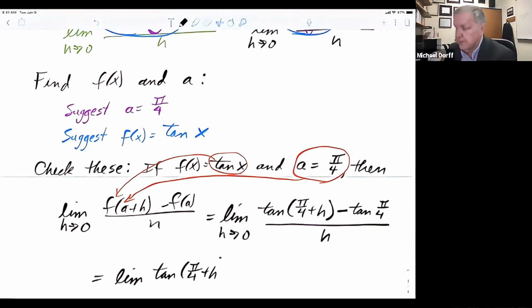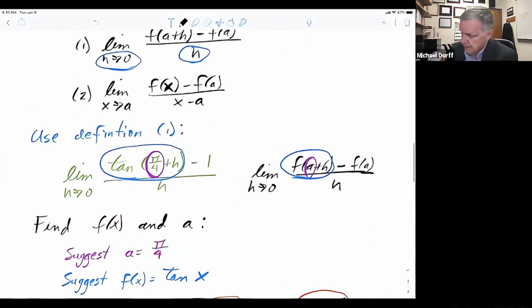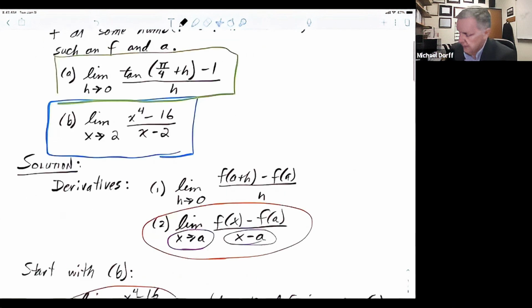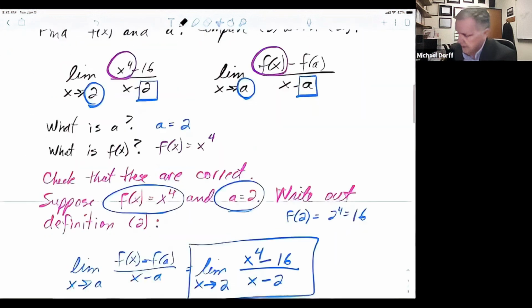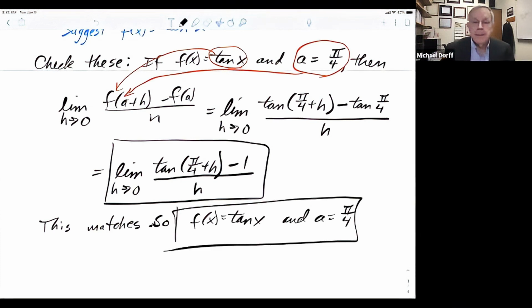Now, what is the tangent of pi over 4? The tangent of pi over 4 is 1, and so I end up with this, and this matches what we had in the very original part A, the green one. So f of x equals tan x, and a equals pi over 4. Those are my answers. All right, hope that helps.